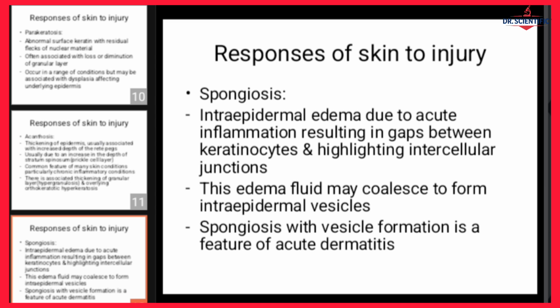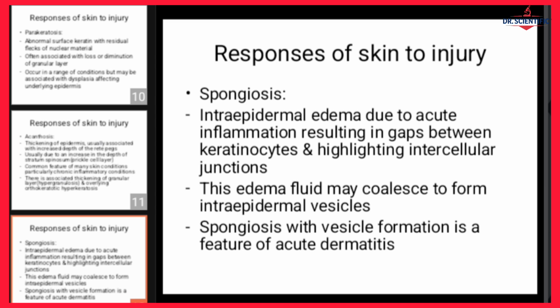Vesicles are basically fluid-filled lesions. Remember, this fluid may coalesce, that is, join one another to form bigger intraepidermal vesicles. Initially it was just the edema fluid, but when they coalesce, you form a vesicle. Spongiosis with vesicle formation is a feature of acute dermatitis. When you talk about dermatitis, you talk of inflammation. With spongiosis, you think also about a sponge. It appears like a sponge, so to speak. So spongiosis is a common feature of acute dermatitis.